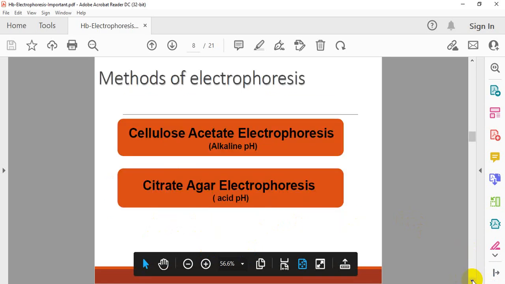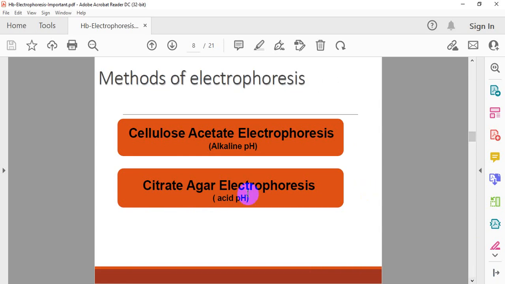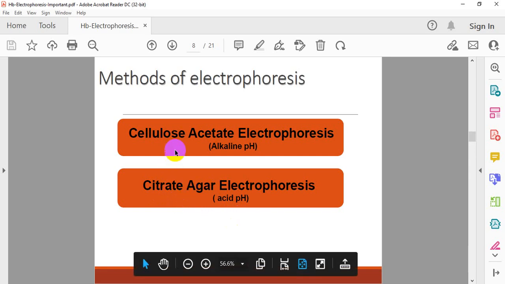We have two different types of hemoglobin electrophoresis. We have the cellulose acetate electrophoresis, that's the alkaline pH. The buffer has an alkaline pH, or the buffer is a basic buffer. Then citrate agar electrophoresis, the buffer is an acid buffer. It has an acidic pH. That's why we have citrate. You know, citrate is what? A weak acid. Cellulose acetate is a weak base.